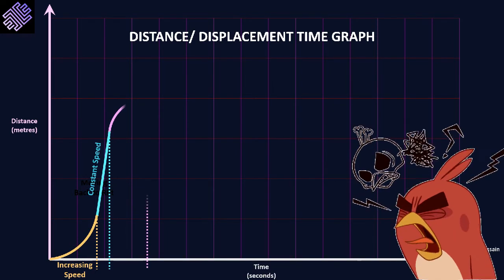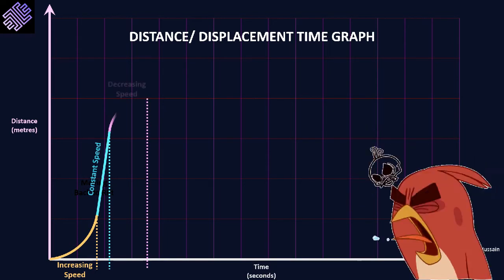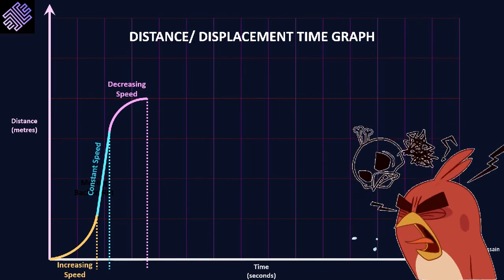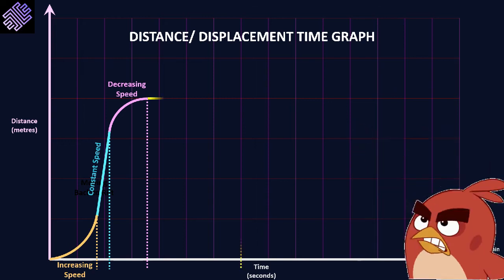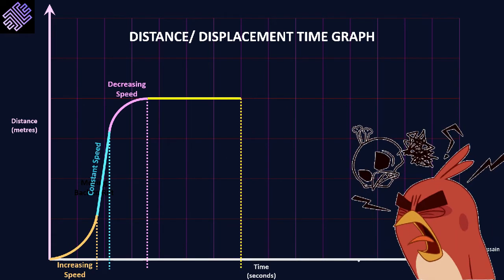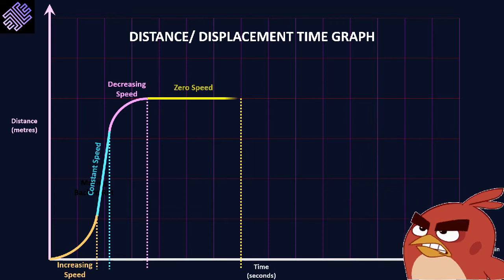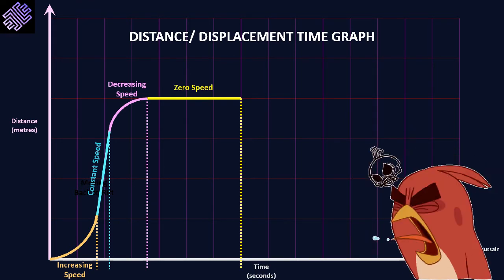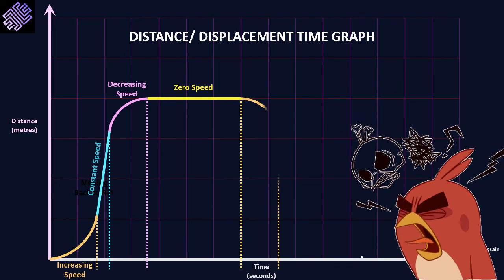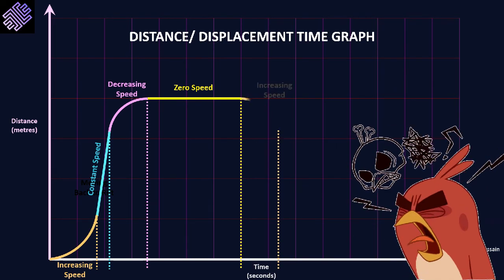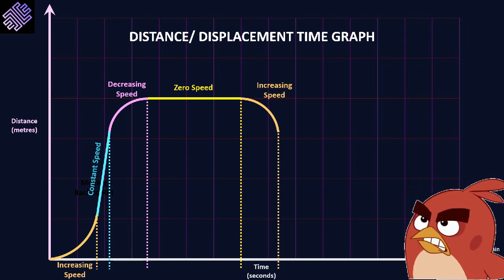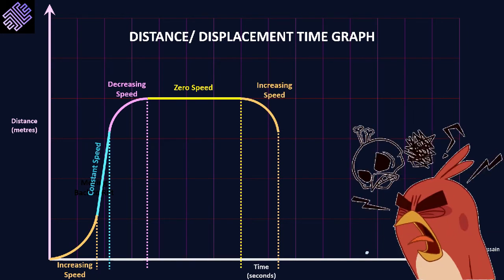Later, when the bird hits the rock and starts to decelerate, its speed decreases, meaning its gradient is non-constant, and we get a curved line flattening off. When the line is parallel to x-axis, the speed and gradient is 0, and the bird is at rest. Now, if the bird moves back to its original location, it will move in the opposite direction. Initially, it will accelerate.